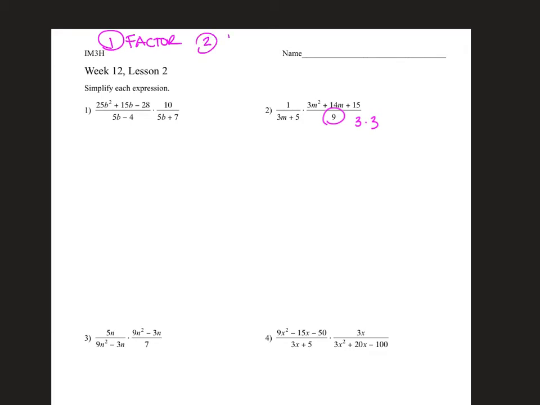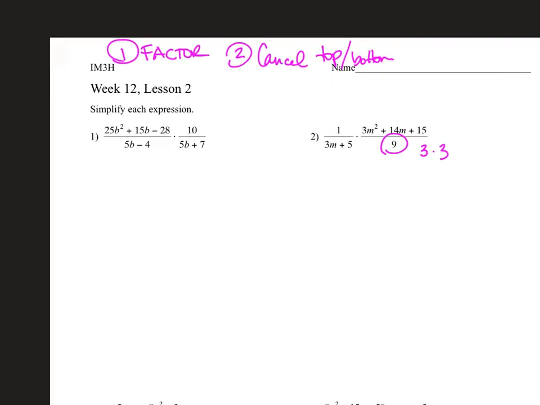And then second, you're going to cancel. You're going to cancel anything on the top with anything that's either identical or opposite that's on the bottom. They don't have to be immediately on top of each other. Something could be to the left and something else could be to the right, but as long as something's on the top versus something on the bottom, you can cancel it. I'm going to do 2 of these problems as my examples, as my notes. You're going to do them as well, and then you'll finish the whole worksheet, and that's what you will be turning in.